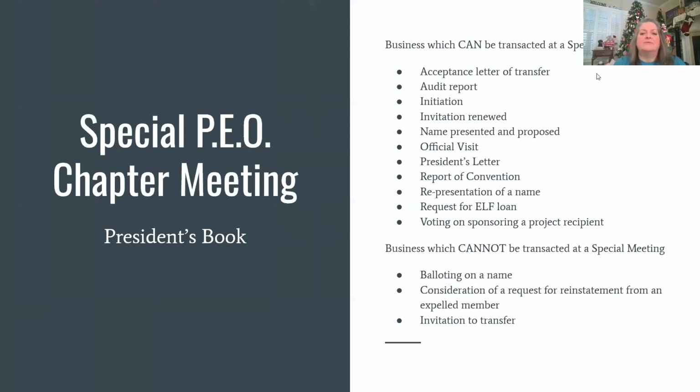Special meetings. Business which can be transacted at a special meeting is the acceptance of a transfer letter, an audit report, an initiation, an invitation renewed, name presented and proposed, official visit, the president's letter, report of convention, the representation of a name, request for an ELF loan, or voting on sponsoring a project recipient. But the business that cannot be transacted is balloting on a name, consideration of a request for reinstatement, or invitation to transfer. So basically membership matters cannot be transacted at a special meeting.